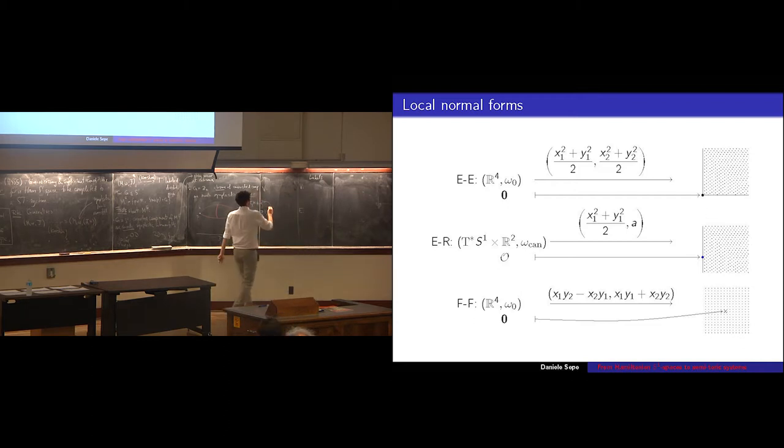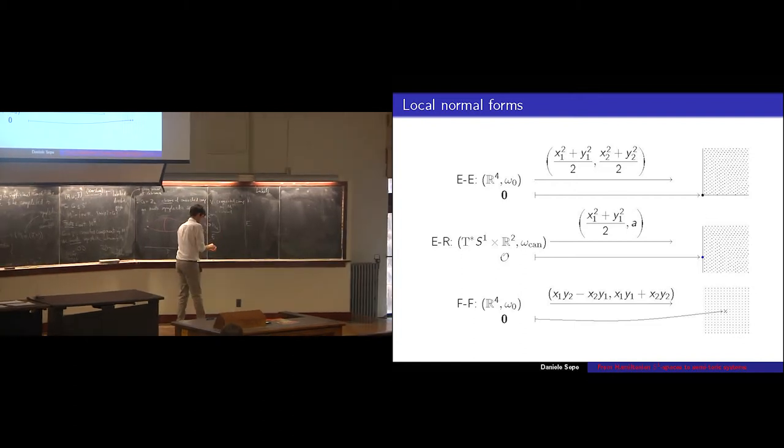And so the vertices are connected components of the fixed point set. And I'll draw them. Let me pick two different colors. I'll draw them very small if they're isolated, and very fat if they're fixed surfaces. And the edges are precisely the ZK spheres.